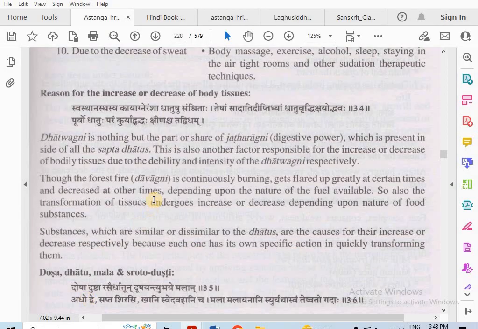Okay. So Tadvidam means like that. What is the meaning of Tadvidam? Like that, like previous. So here the effect of the previous Dhatu will be there on the second Dhatu, the next Dhatu.